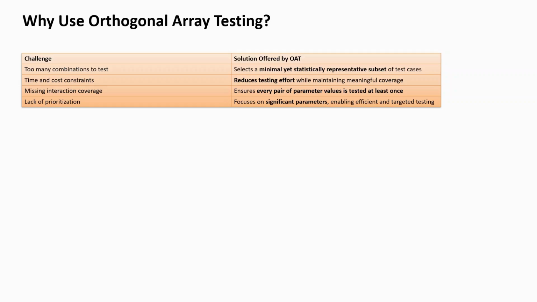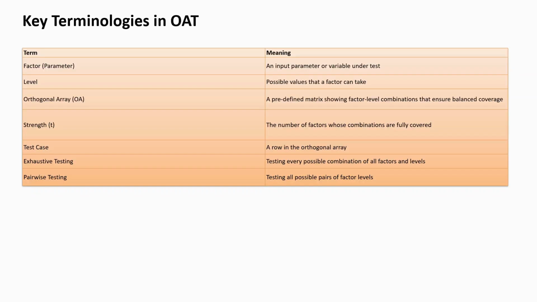The third point is missing interaction coverage. OAT ensures that every pair of parameter values is tested at least once. OAT guarantees that the interaction between two parameters, which is called pairwise, is included, which helps to uncover the defects caused by these interactions. It ensures that instead of testing everything blindly, it emphasizes the parameters that have the most impact on the system, making testing smarter. Some of the key terminologies used in orthogonal array testing.